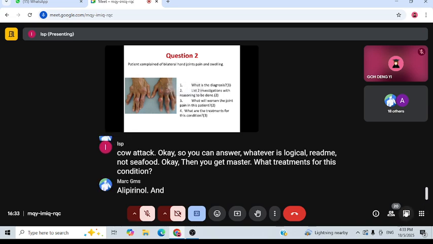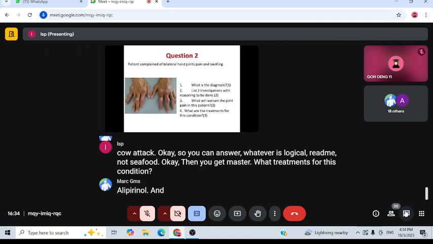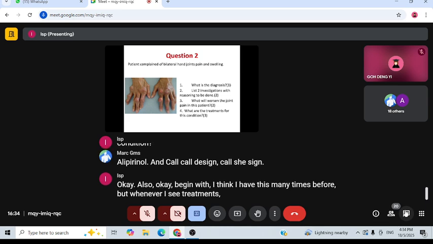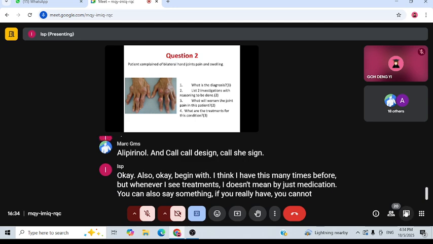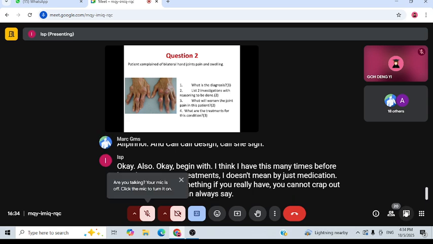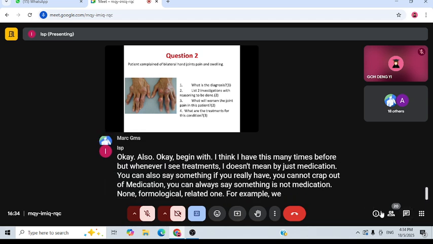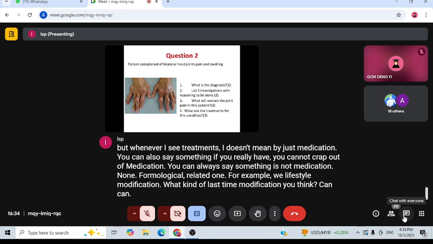Allopurinol and colchicine. Okay, both also okay. But again, I think I've told you this many times before, whenever I say treatments, it doesn't mean just medication. If you really cannot crack out a medication, you can always say something non-medication, non-pharmacological related. For example, lifestyle modification. What kind of lifestyle modification do you think can treat this condition?